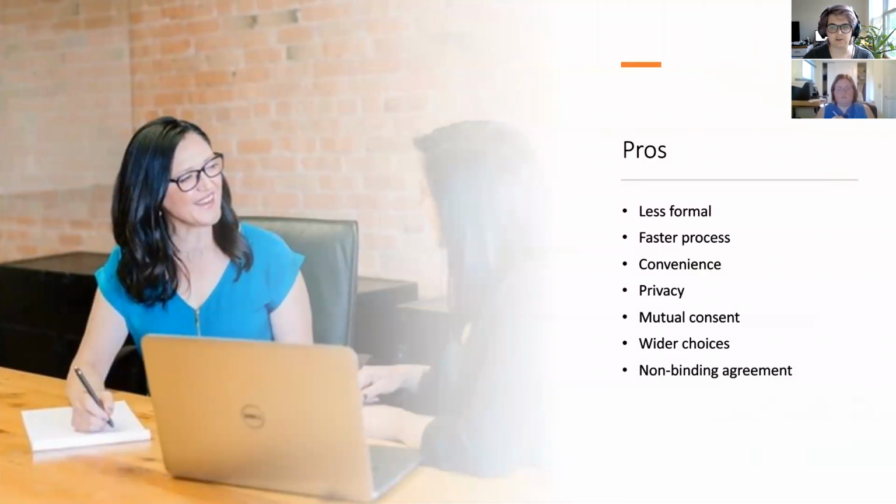So some pros of arbitration include it being less formal than a traditional court system, but it is more formal than something like mediation. It's also usually a faster process than the court system and tends to be more convenient, as the parties themselves can decide things like the time, the date, and the location, which all would traditionally be set by the court itself.